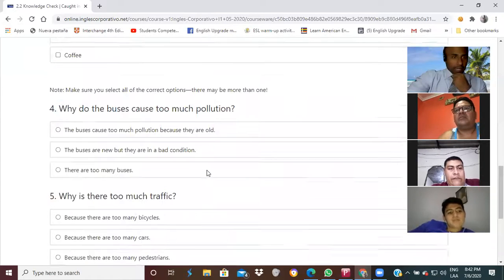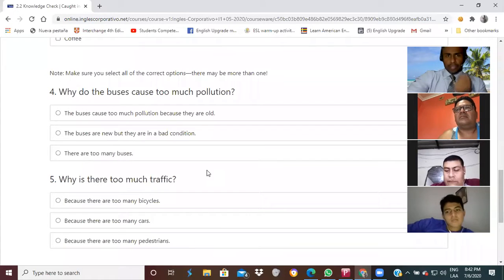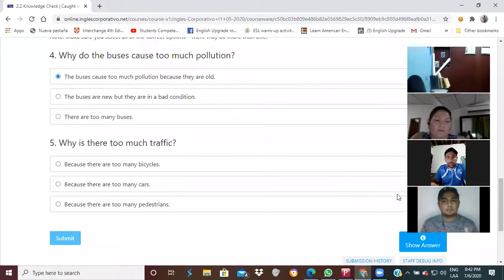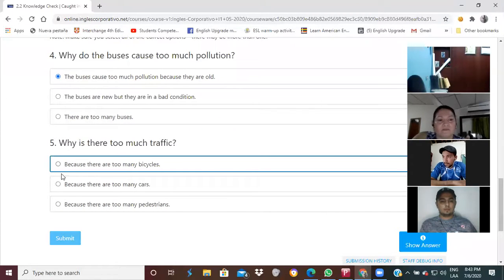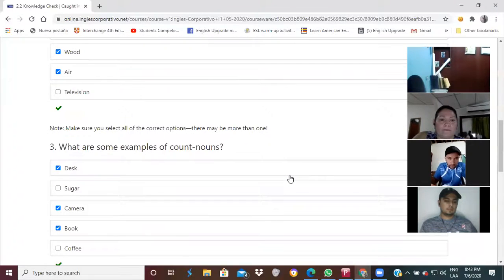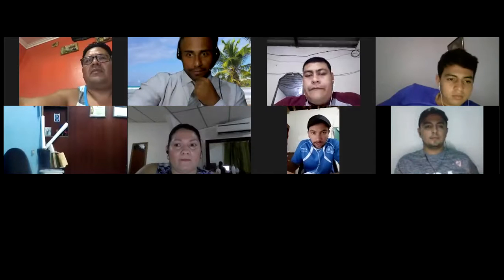Number four, Enrique Ortega, why do the buses cause too much pollution? The buses cause too much pollution because they are old. Excellent. And number five, please, Kelvin, why is there too much traffic? Because there are too many cars. Let's check. Good job. Applause for everybody.